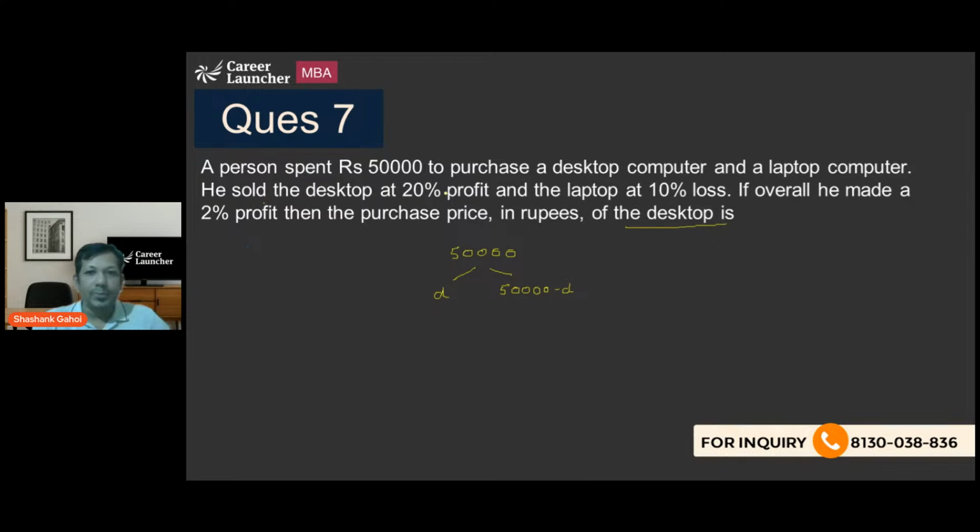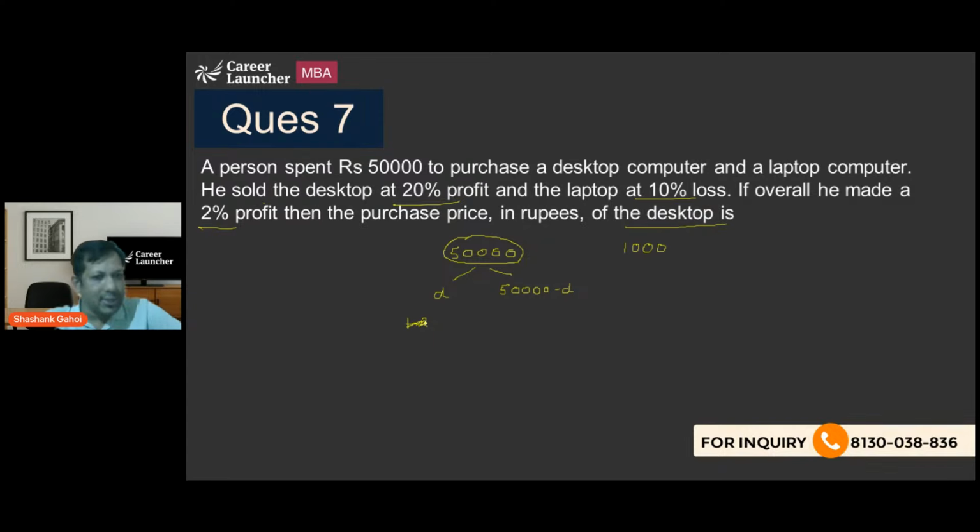He sold the desktop at 20% profit, so the selling price of the desktop is 1.2D. And the laptop at 10% loss, and he made an overall 2% profit. So what is his profit amount? That is 2% of 50,000. 1% of 50,000 is 500, so 2% of 50,000 is 1,000 rupees.